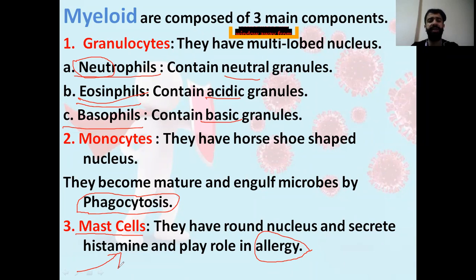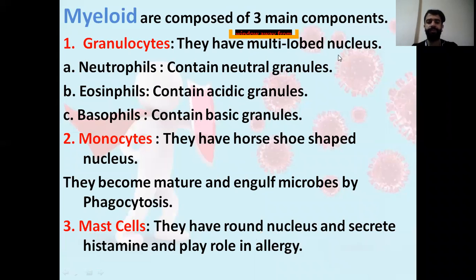About the monocytes, they contain the horseshoe-shaped nucleus, and whenever they become mature, they can engulf the microbes by the process of phagocytosis. Number three is called the mast cell. The mast cells have a round nucleus and they secrete histamine and they play an important role in allergy. So this is about the myeloid.